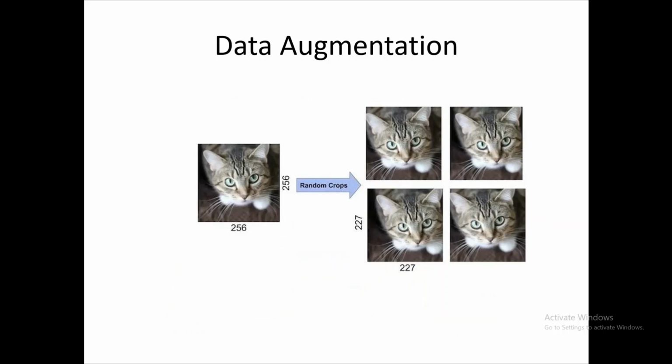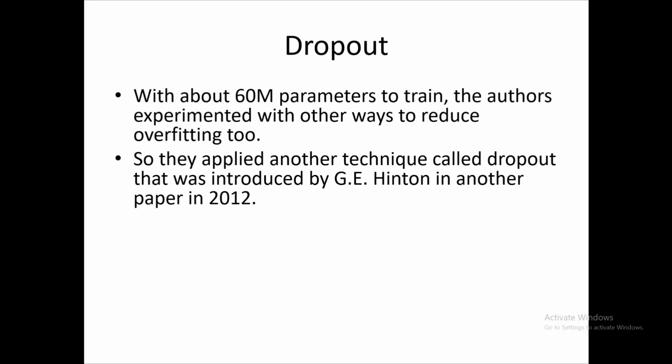Another one is just random crops from the same image. We generated 4 different images with the cat located in different locations. Other ways of data augmentation include rotation, which also creates a new form of image. And another is dropout. With about 60 million parameters to train, the authors experimented with other ways to reduce overfitting too.